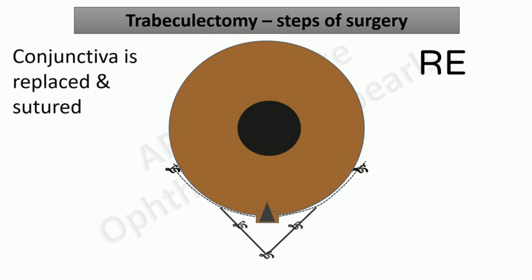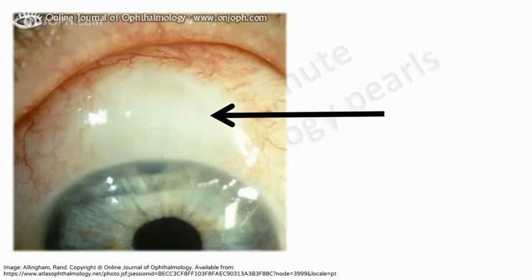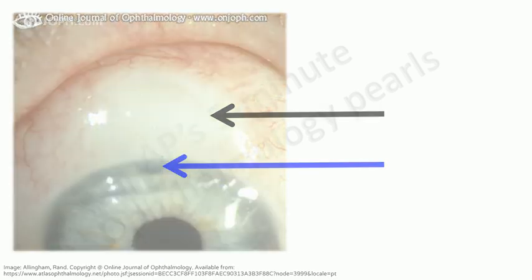The conjunctiva is then replaced and sutured tightly with a watertight closure so that postoperatively the aqueous that drains into the subconjunctival space elevates the conjunctiva to form a filtering bleb. You can see a nice filtering bleb here and also a peripheral iridectomy.